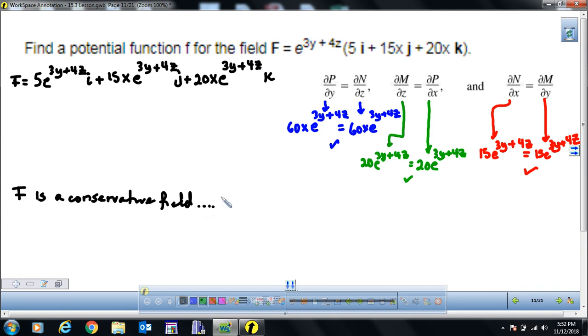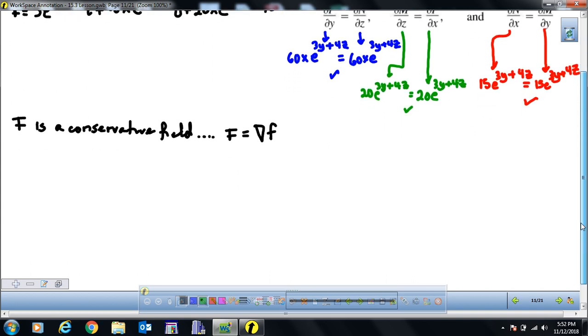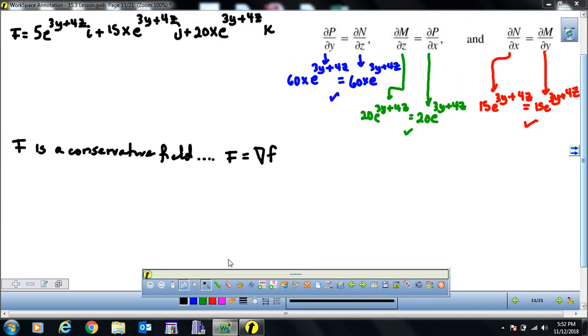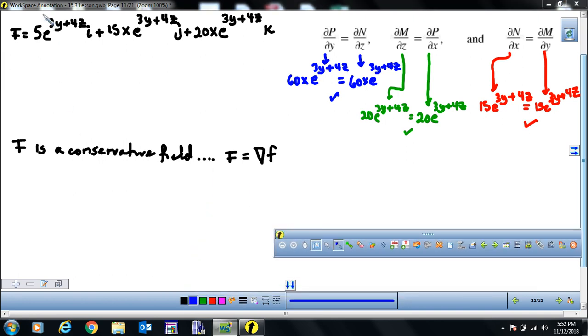Therefore, we can say that F is equal to the gradient of some potential function f. Okay, so that's what we're going to work on next. Since F is equal to the gradient of some potential function f, then this component of the field represents the derivative with respect to x of some potential function. This represents the derivative with respect to y of some potential function, and this component represents the derivative with respect to z of some potential function. That's what we would set next.